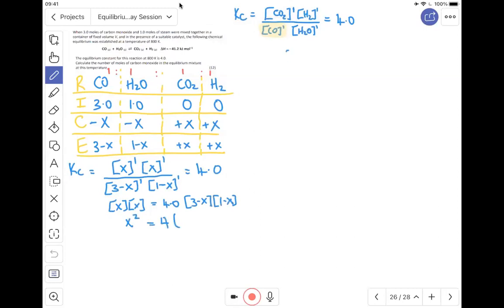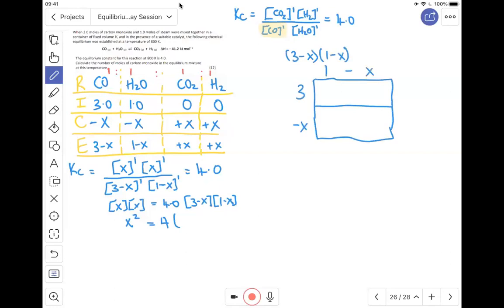So we want to do 3 minus x multiplied by 1 minus x. Now, the way I do this, you can do the distributive method if you want, but I tend to do the array model or the area model. Some of you may be familiar with it. So I will put my 3 minus x on one side of my square and 1 minus x on the other side, and I will go and do my multiplication that way.